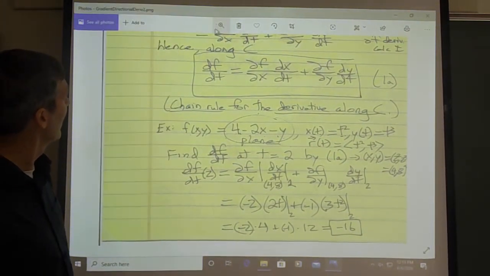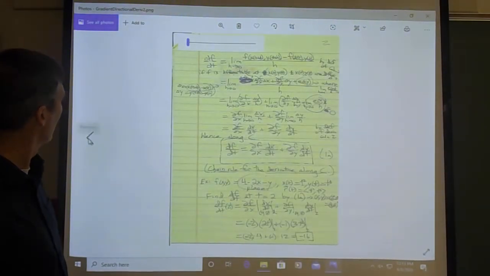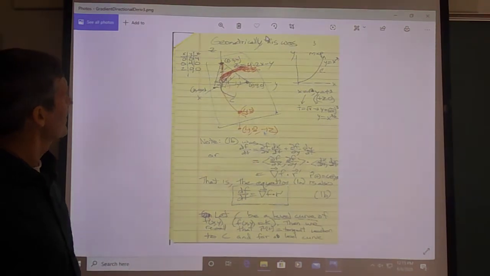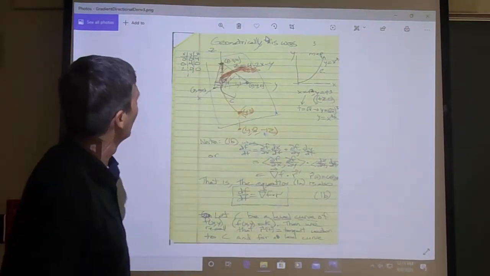Oops. Now geometric, I'm sorry for the scribble, maybe I'll fix that if I get time before I put it up.